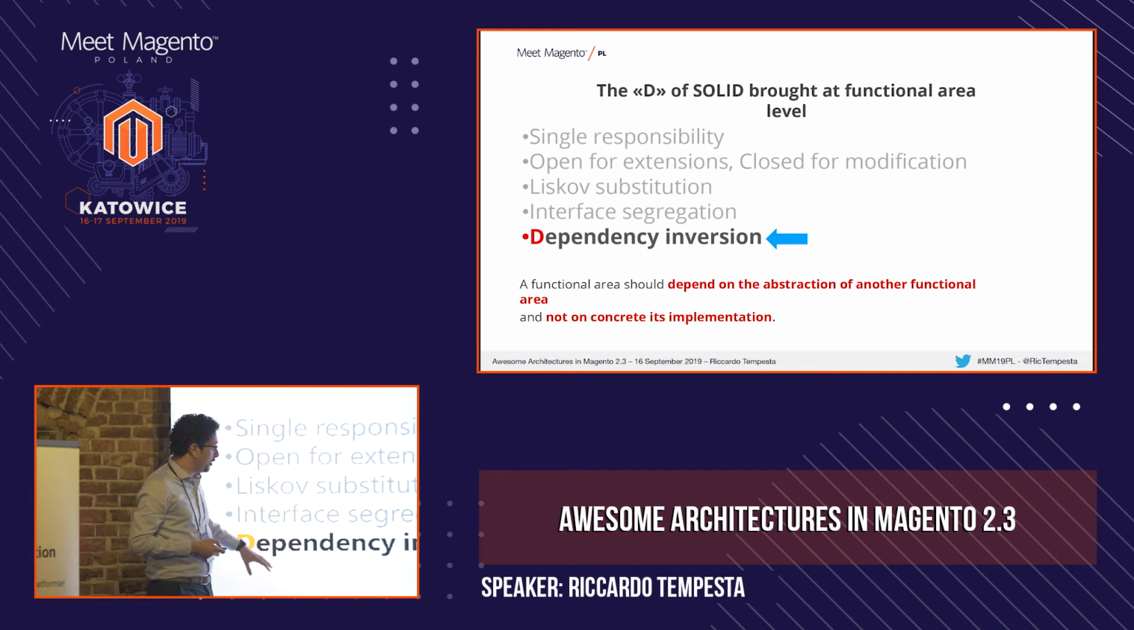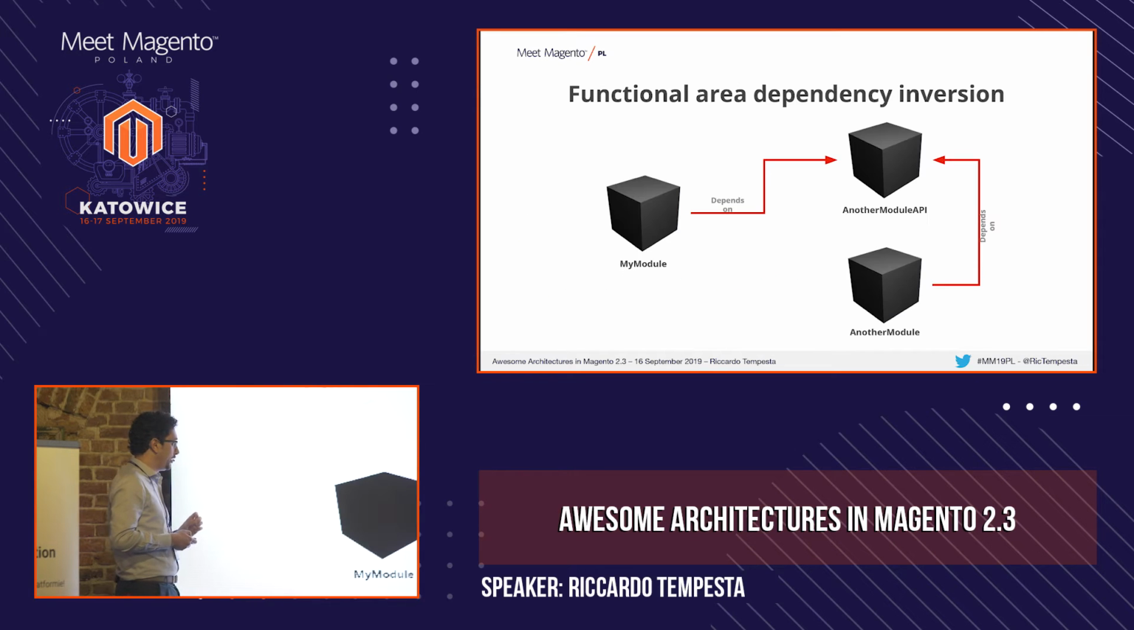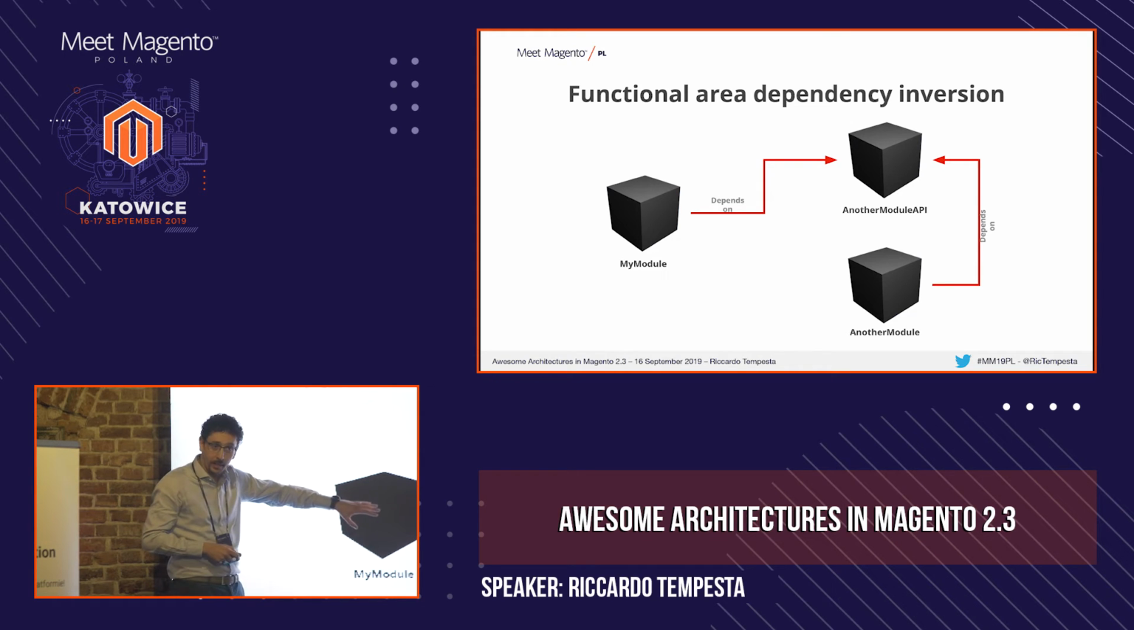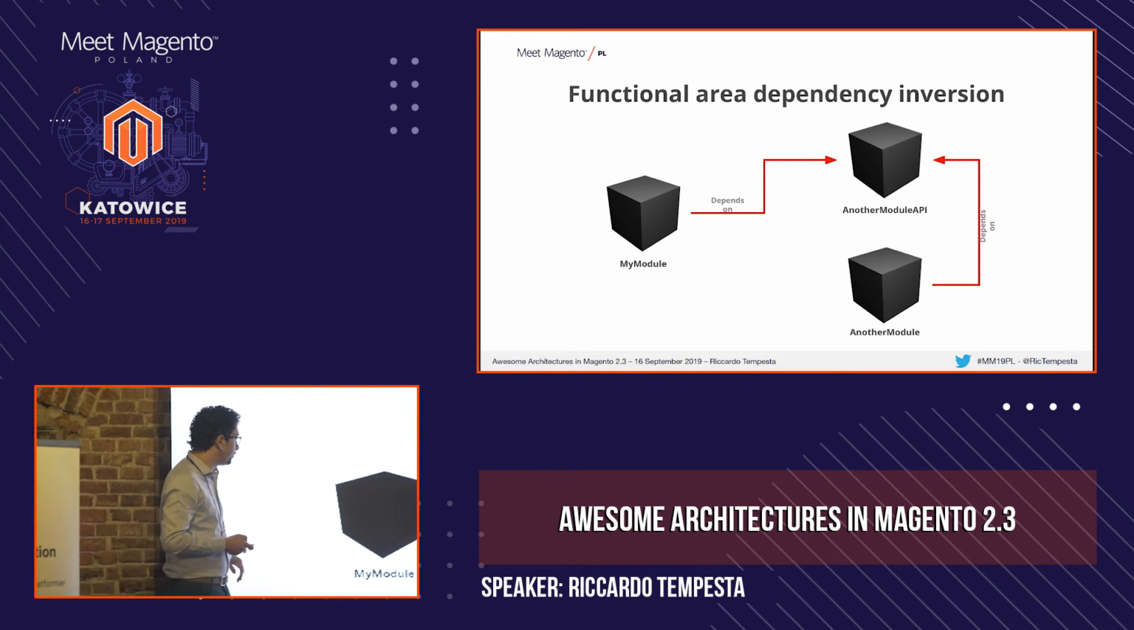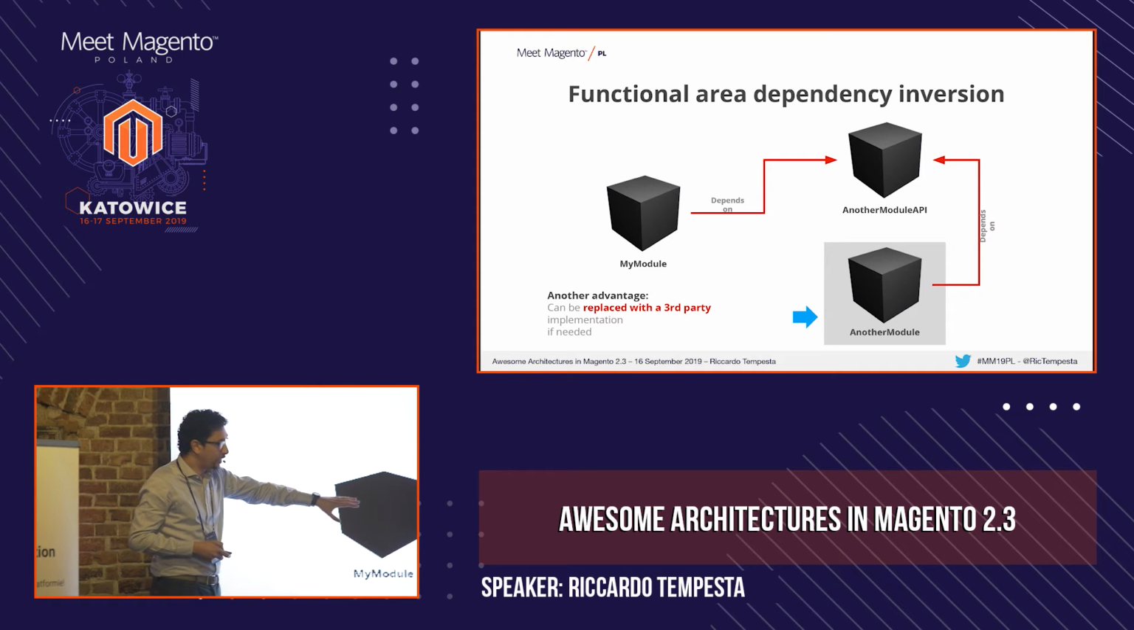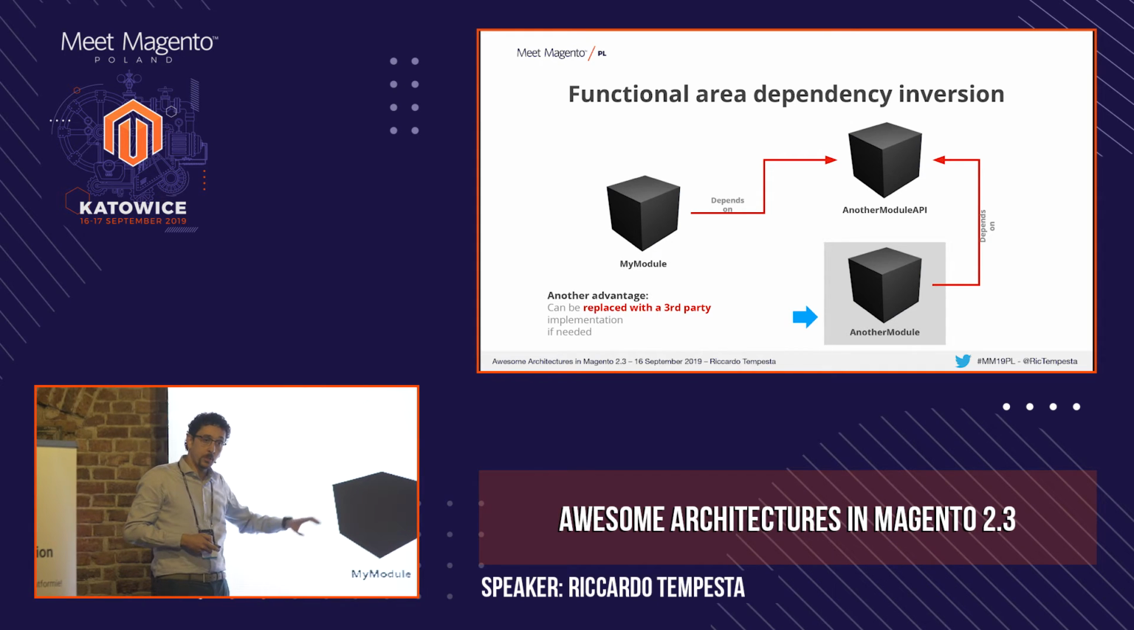Yeah, this is what I was telling you before. So basically, it's the same as the dependency inversion, but moved at module level, no more at code level. This means basically that if we got one module and another module, funny names, very important names, if my module is depending on another module, it should be depending on its abstraction. And another module should be, of course, depending on the abstraction of itself. This makes basically another module replaceable.